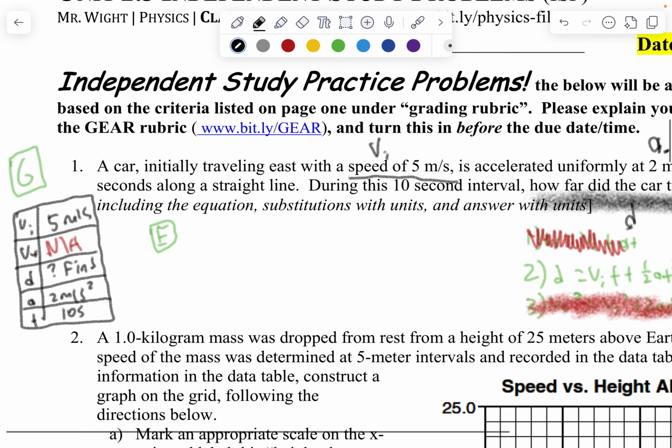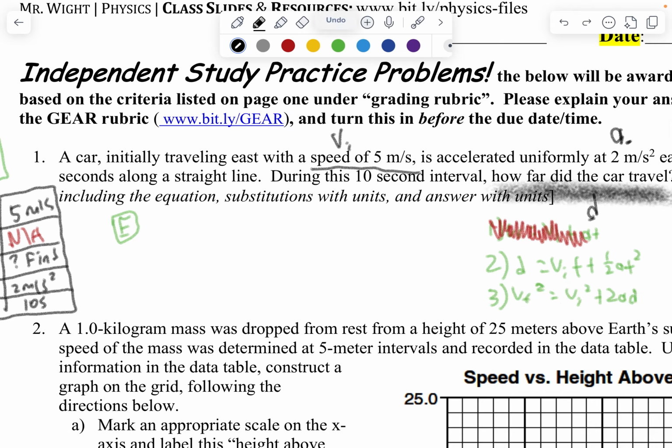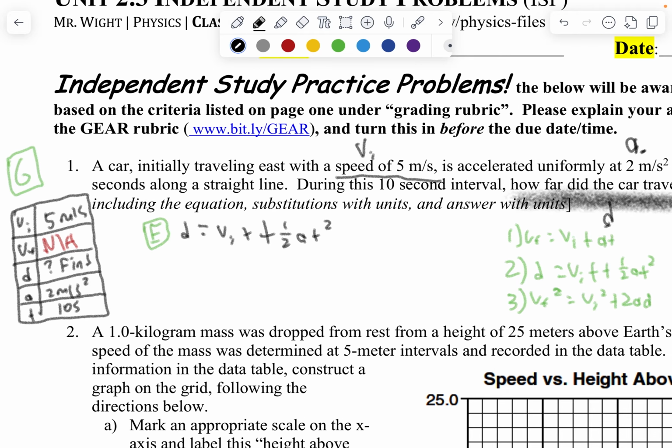Okay. So now that we have that equation, let's mark that one down. So that's one that we're using for this. I'm going to uncross those out so we can still use them later. So we have displacement equals initial velocity times time plus 1/2 acceleration times time squared.